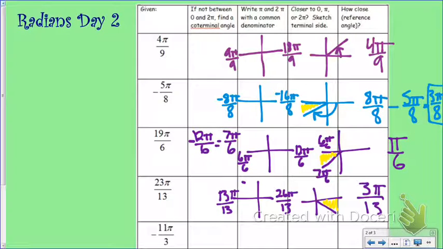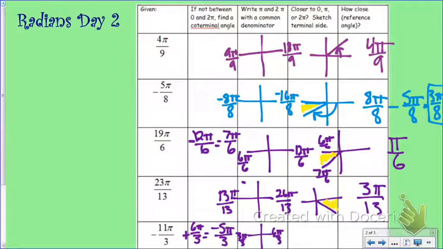Alright, now this last one on there, a negative 11 pi over 3, I need to find a coterminal angle at least one time, because this is even bigger than a negative 2 pi. So I'm going to add 6 pi over 3, and that gives me a negative 5 pi over 3. If I were to move in the negative direction, this is 3 pi over 3 negative if I'm going this way, or this would be 6 pi over 3.